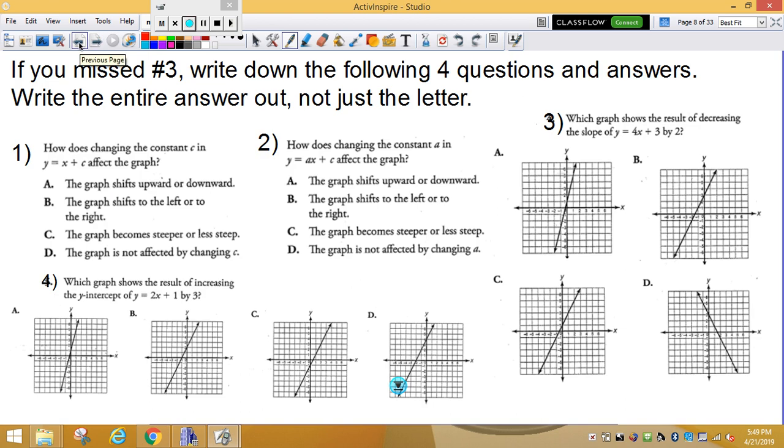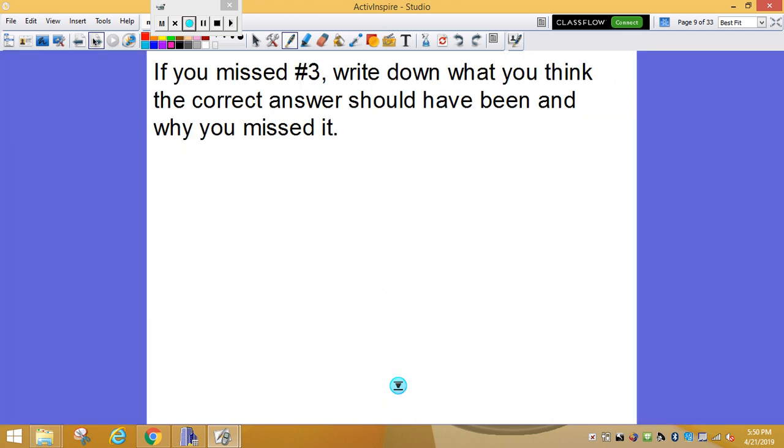So, knowing that, if you missed number 3, I want you to write the 4 questions down and write out the answer for 1 and 2. So number 1, I want you to write down the question and write out the whole answer for number 1. Same thing for 2, write down the whole question and write down the answer. For 3 and 4, you can just write the question and tell me if the answer is A, B, C, or D. So I want you to try these 4 problems. So pause it, do these 4 problems. Also, if you missed number 3, write down what you think the correct answer should have been and why you missed it.